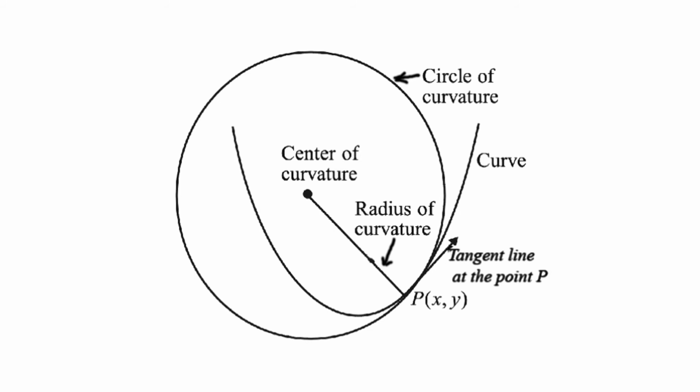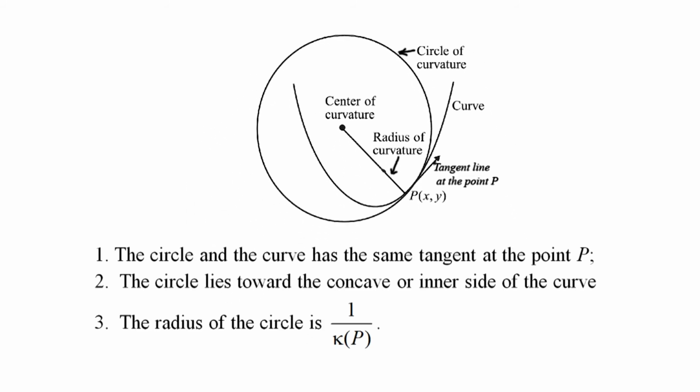The circle of curvature or osculating circle at a point P on a plane curve where κ(P) is different from 0 is the circle in the plane of the curve that satisfies the following conditions. First condition, the circle and the curve have the same tangent at the point P. Second condition, the circle lies toward the concave or inner side of the curve. Third and last condition, the radius of the circle is 1/κ(P).